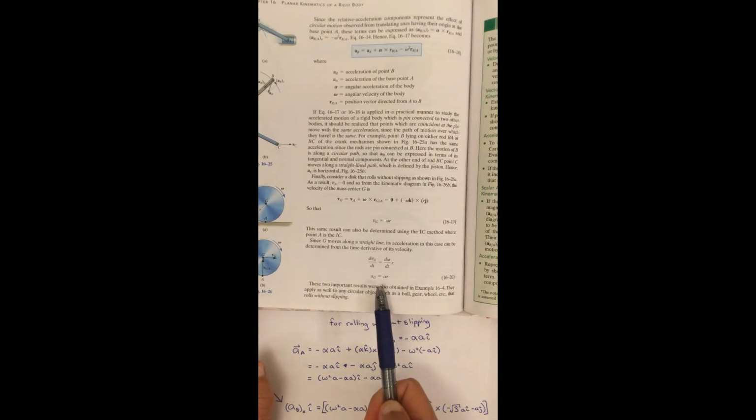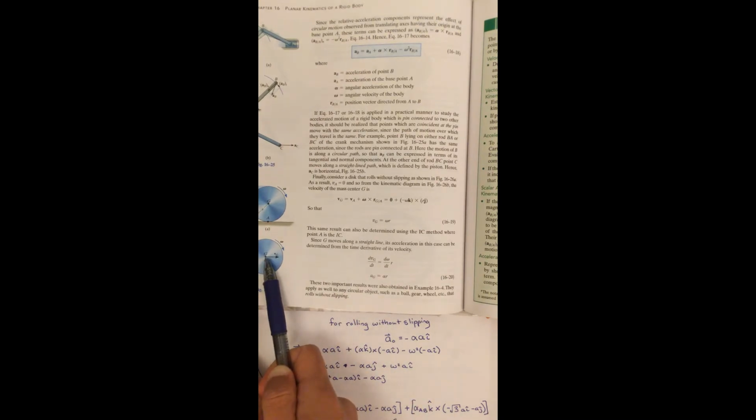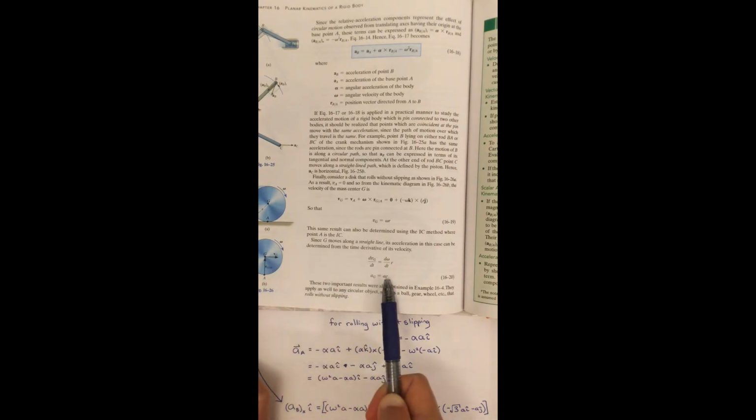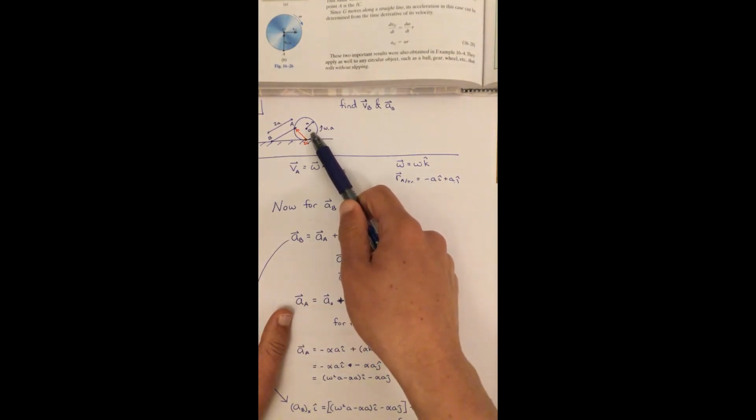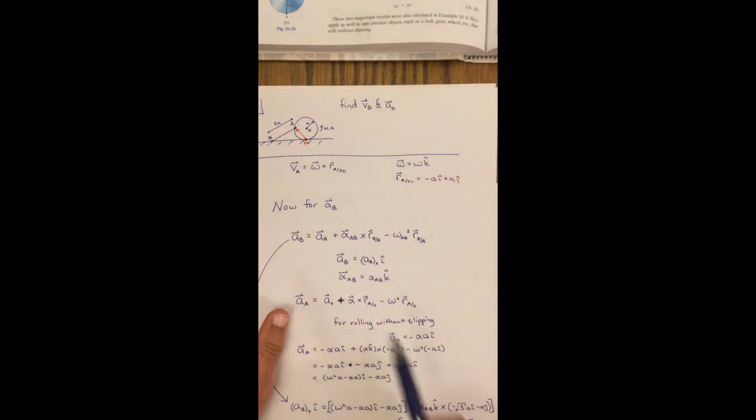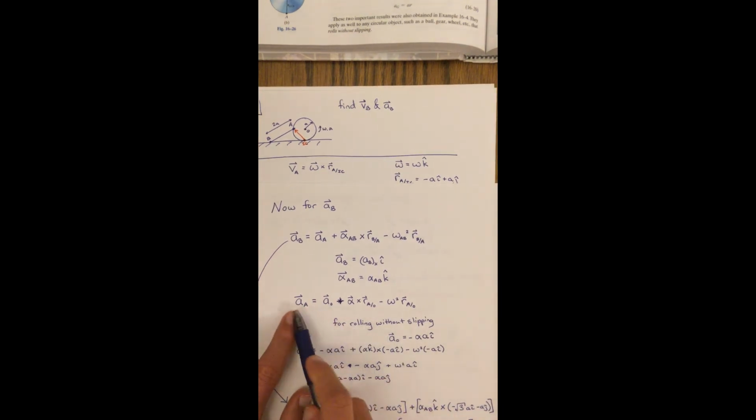They mentioned this on the bottom of page 374. For rolling without slipping, the acceleration of the center of the object is equal to the angular acceleration times r. So I want to use point O, which is the center of my wheel here. So I'm going to use equation 16.18 with point A and with point O. That gives me this here.